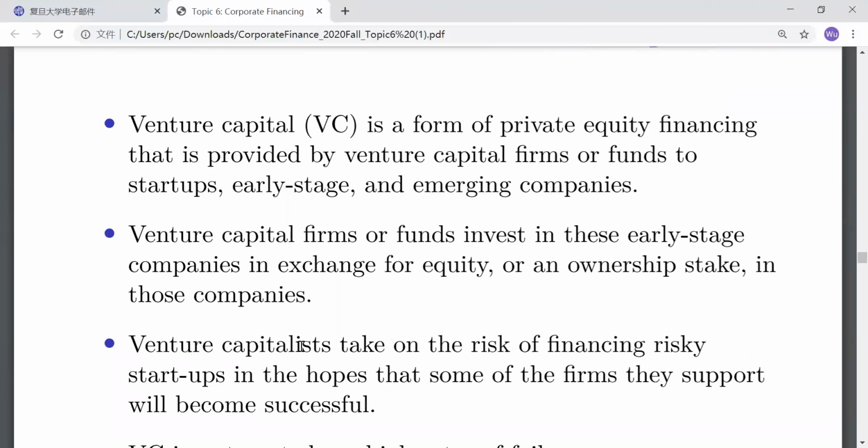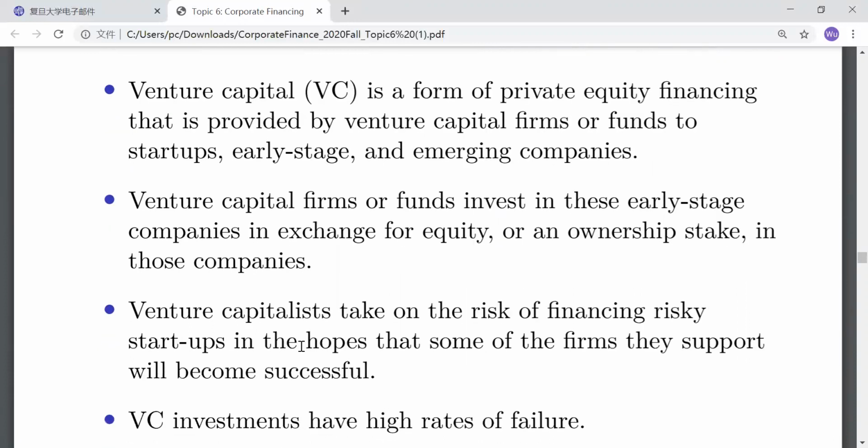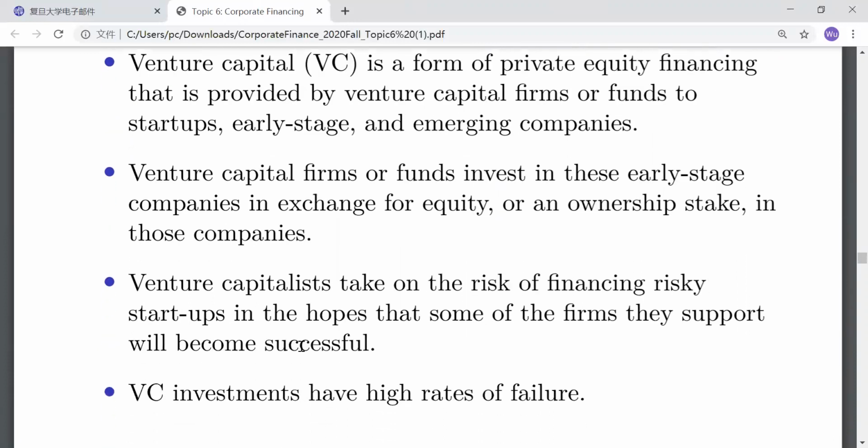Or like early stage emerging company. And venture capital firms or funds, they invest in these early stage companies in exchange for equity or ownership stake in those companies, right? And of course, those venture capitalists, they take the risk of financing risky startups in the hopes that some of the firms they support will become successful. Typically, they will have like 20 to 30 firms, right?